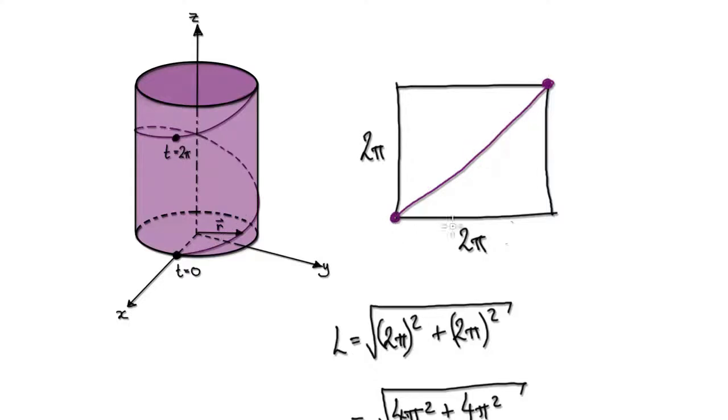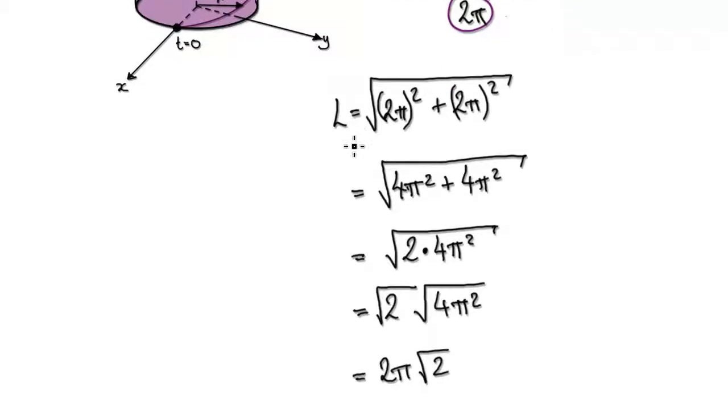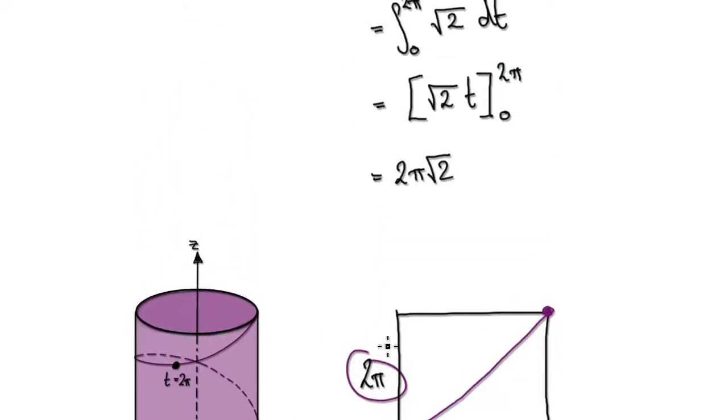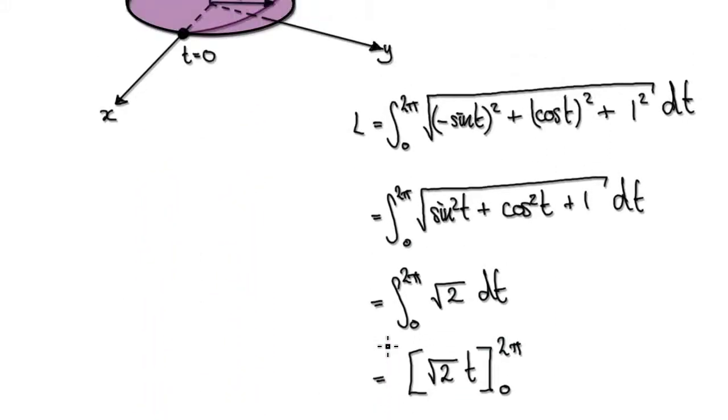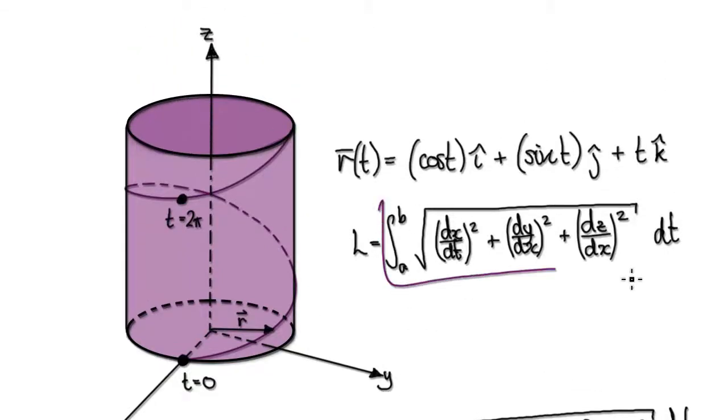So now use Pythagoras on this and this. That will then give you this. Okay. So the arc length is given by this. Well, you can use this to work out the arc length.